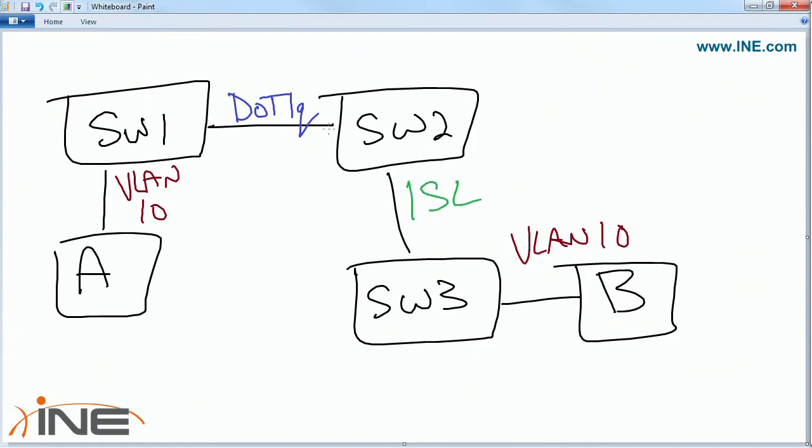It's not really going to make a difference, because the only thing I'm doing is just adding that number as the frame is moving between the links. So you don't necessarily have to choose one or the other. You can use both, as long as this side and this side agree that they're using .1Q, and likewise, that this side and this side agree that they're using ISL.